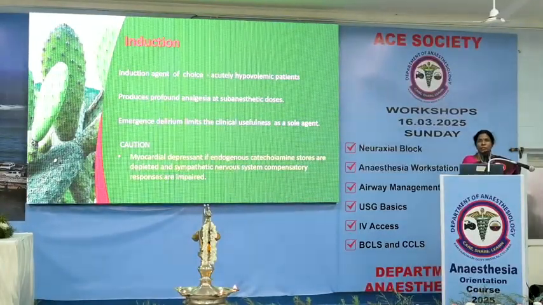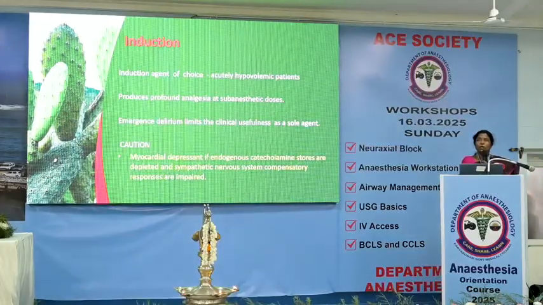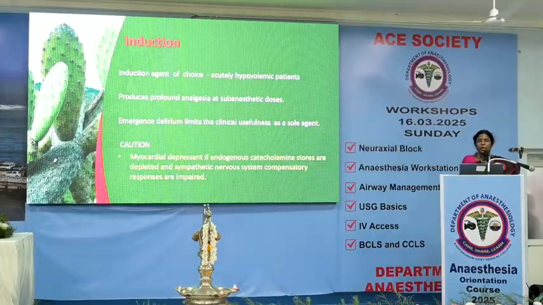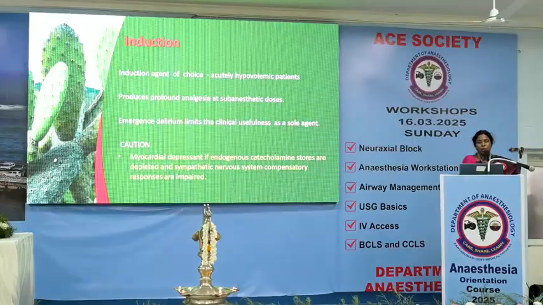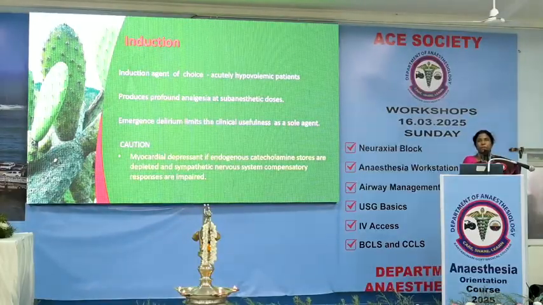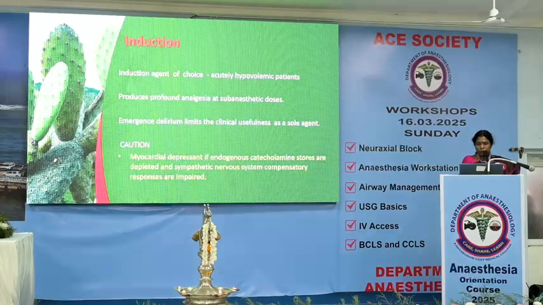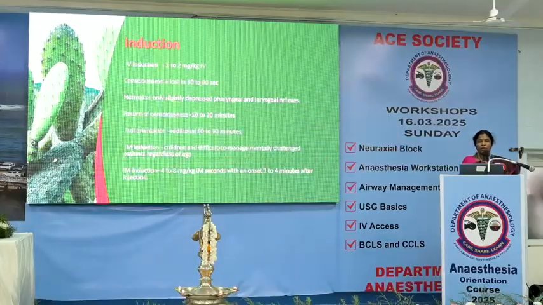It is the induction agent of choice in acute hypovolemic patients, that is, patients in shock or hypotension. Ketamine is the induction agent of choice. The only limiting factor is emergence delirium produced by ketamine. The caution is that it is a myocardial depressant if endogenous catecholamine stores are depleted and sympathetic nervous system compensatory responses are impaired. So if the patient has an impaired sympathetic system, ketamine is contraindicated.